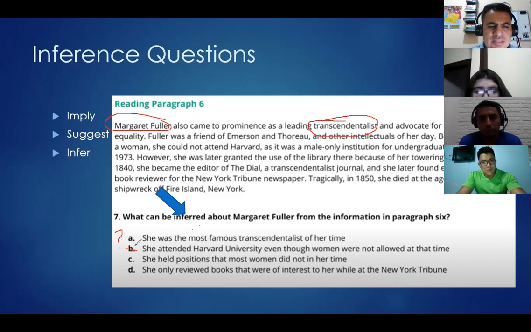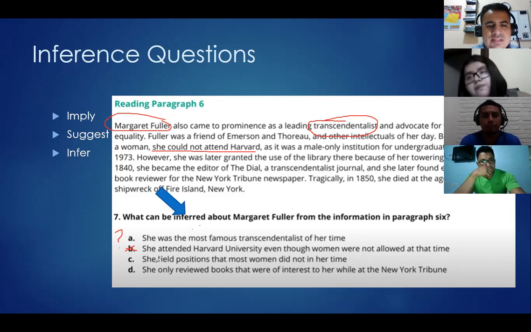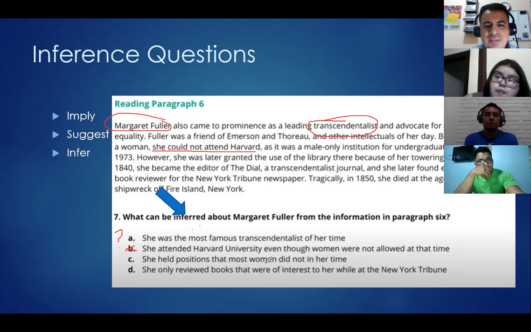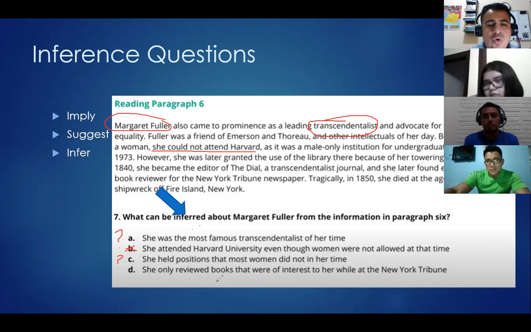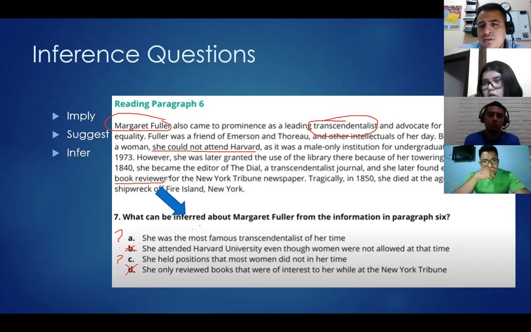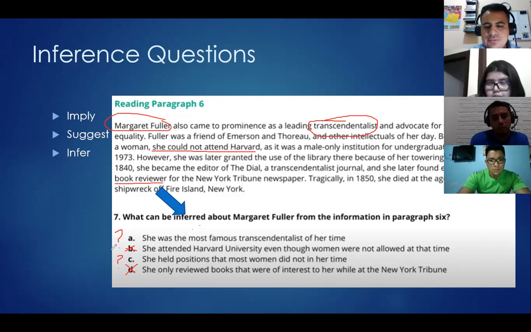No, ¿verdad? Porque aquí no dice nada de que she attended Harvard University. De hecho, dice she could not attend. C, she held positions that most women did not in her time. Maybe, maybe. D, she only reviewed books that were of interest to her while at the New York Tribune. No, right? This is definitely not. Aquí dice she reviewed books, pero no nos dice nada de que solamente vio lo que le gustaba. No, she reviewed books. All right, so it's between A and C. What do you have? What is your answer? A. Okay.